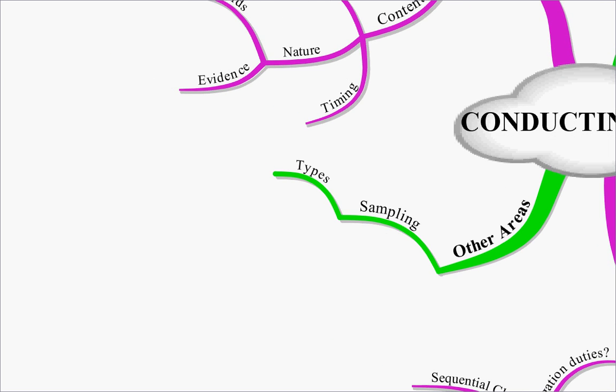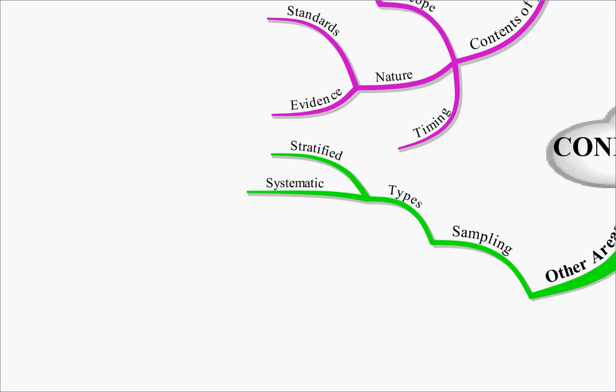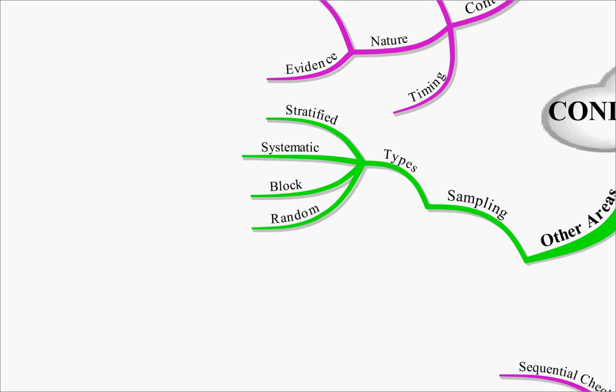So we have different types of sampling. We can do stratified sampling. This means that you take certain sections and you concentrate on those. Systematic sampling, for example, every third invoice or every fifth invoice, that would be a systematic sampling. Or block sampling. This means that you take large blocks of samples from certain areas. Or random sampling, using statistical techniques to undertake random sampling.